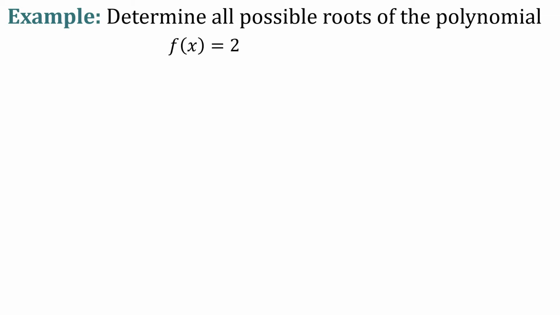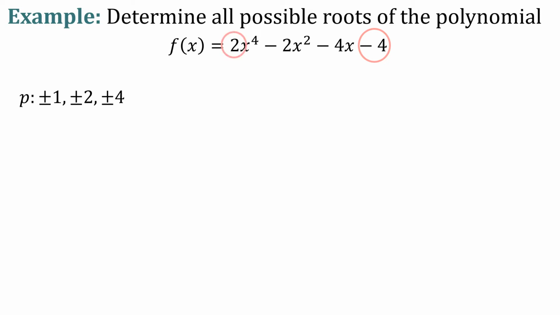Okay, now we have an example. We are going to determine all the possible roots of a polynomial. This is actually an example that we did in a previous video, but I want to review it with y'all. So the example was f of x equals 2x to the fourth minus 2x squared minus 4x minus 4. The first thing we had to do was pick out our p, and our p is negative 4, and we're going to list all the factors of 4. So all the factors of 4: plus or minus 1, plus or minus 2, and plus or minus 4. Then we see that our leading coefficient is 2. So all the factors of 2 are plus or minus 1 and plus or minus 2.